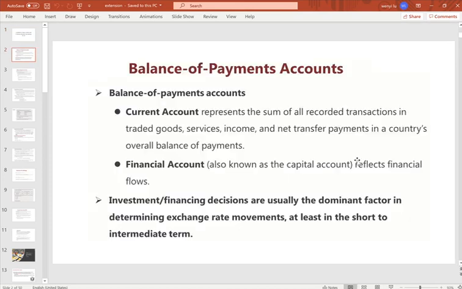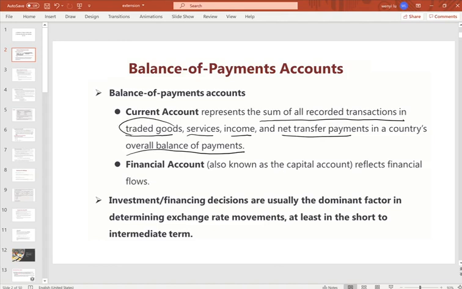In the first part of this semester, we studied the balance of payments account. In this account, we have the current account, financial account, and also the foreign reserve account. What is the current account? The current account represents the sum of all recorded transactions in traded goods, services, income, and net transfer payments in a country's overall balance of payments.